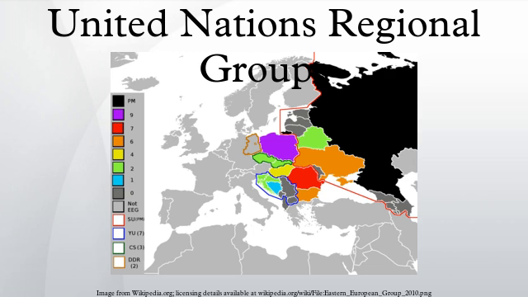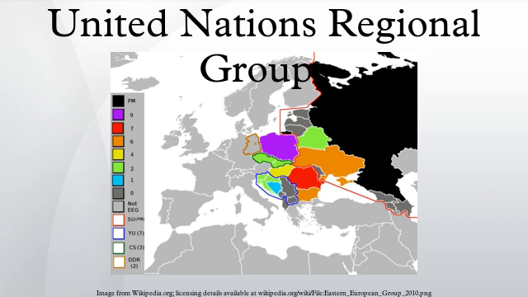Eastern European Group. The Eastern European Group has 23 members, and as such is the regional group with the fewest member states. The Eastern European Group has 2 seats on the Security Council: the permanent seat of Russia and 1 non-permanent seat, currently occupied by Lithuania.